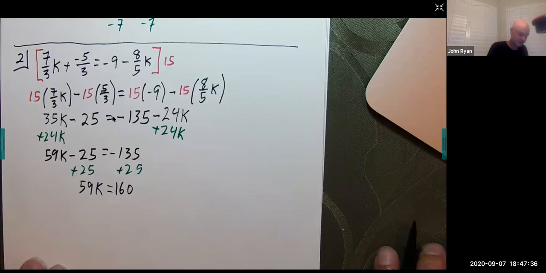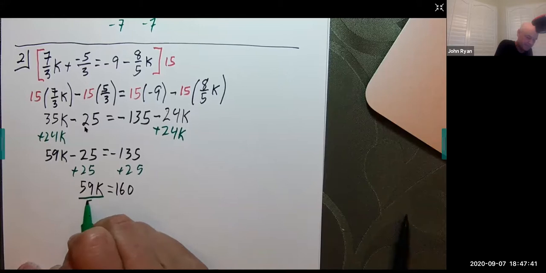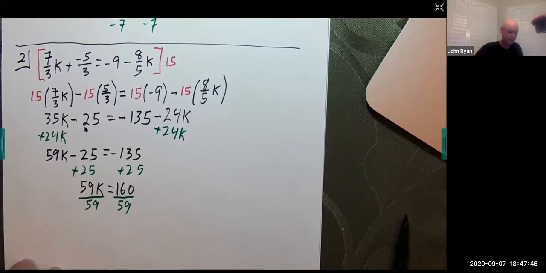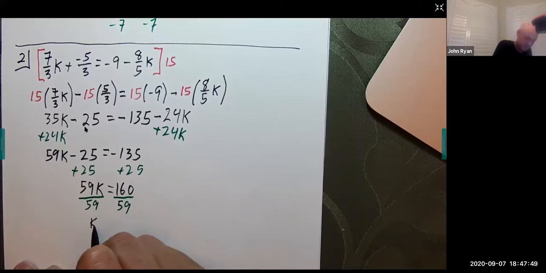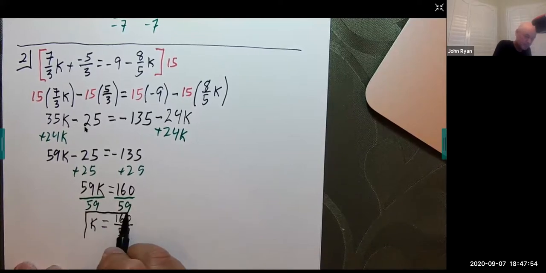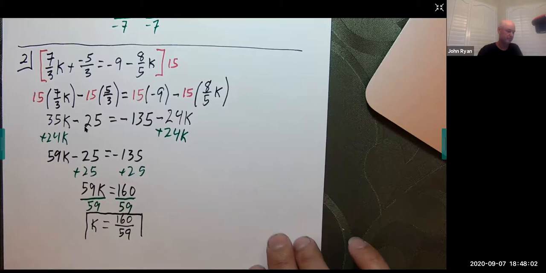And now I'm going to divide both sides by 59. Here's my answer for number 2. A little bit of bleed through because these pens are so bold, but that's okay. We should be all right. All right, next up we have number 3.